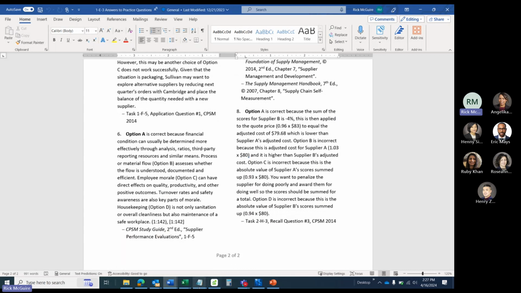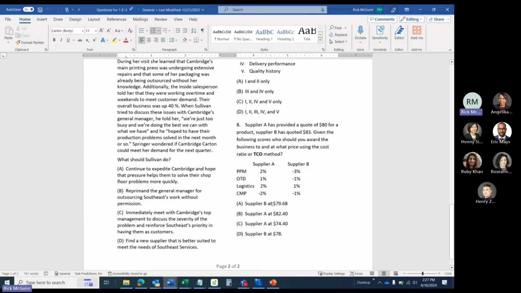And then 8 is a little math problem. Is Alpha. And you look at it, and you can see that supplier A is underperforming because you're going to add to his price, where supplier B is performing well because you're going to subtract mostly from their price, even though it's 83 versus 80. And then you see these two here cancel out. So all you have to do is 0.03 times 83 plus 0.01 times 83, add the two together, subtract it from 83, and you get 79.68. Any questions?